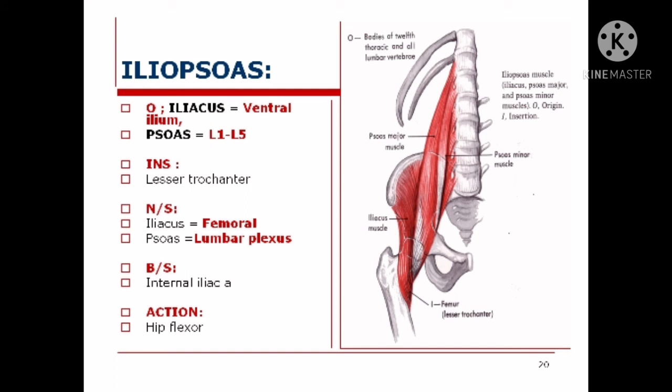The iliopsoas, these are two muscles. The iliacus arises from the interior or the ventral aspect of the iliac bone, and the psoas muscle arises from the lumbar vertebra 1 to 5. Both of the muscles insert by a single tendon on the lesser trochanter of the femur. The nerve supply of iliacus is femoral nerve, and the psoas muscle is supplied by the lumbar plexus. The blood supply is from the internal iliac artery. Its action is the hip flexion.